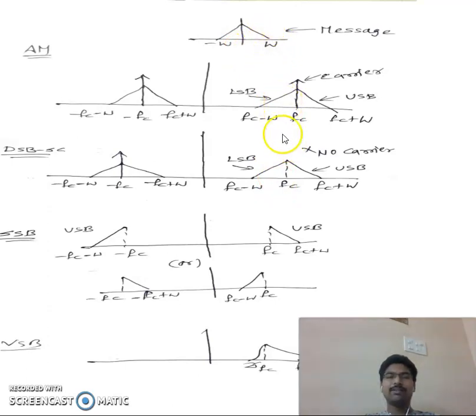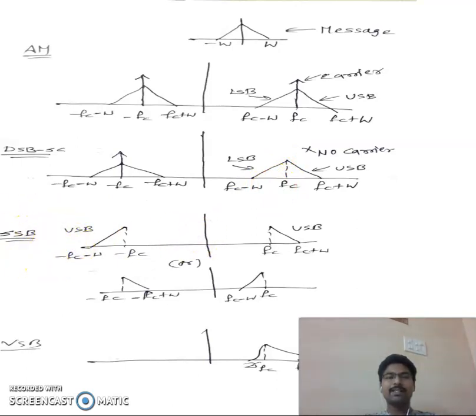So the bandwidth is the same for these two cases, but for AM we require more power to transmit to a long distance. So that is one disadvantage here. Right. Now we will see, we try to reduce the bandwidth, so that's why SSBSC, single sideband modulation, is discussed here.